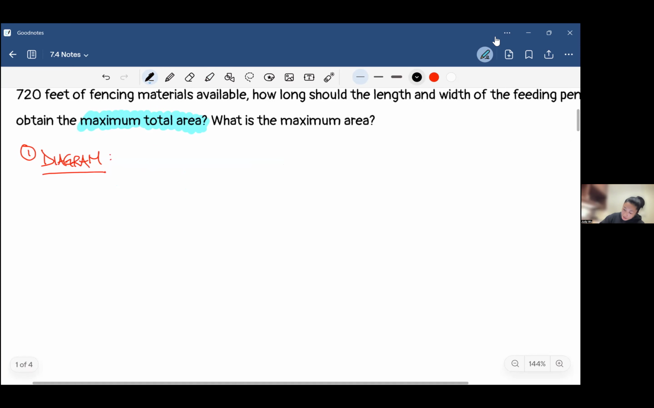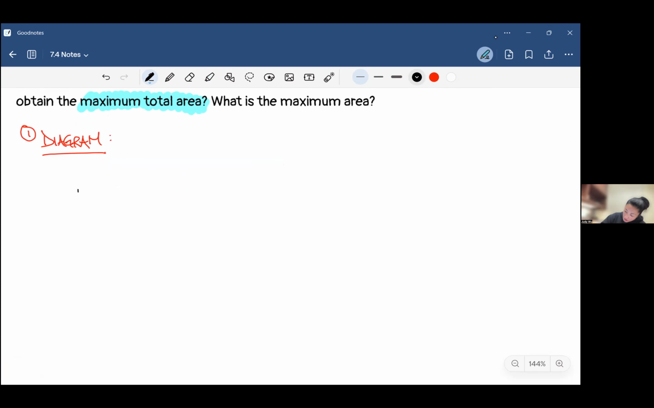So I'm going to go ahead and draw two pens, right? And they're divided. And one of those sides is already an existing fence. In particular, this side that I'm going to highlight with the yellow, there's already a fence there. So I just need to build 1, 2, 3 of these and one of these ones.